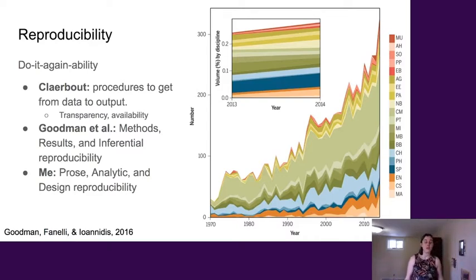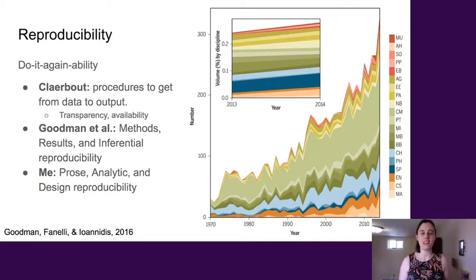We have analytic reproducibility, which is what Claire Bout's talking about. Can we actually reproduce the analyses given the data set? And design reproducibility, which is close to Goodman's idea of inferential reproducibility, but not quite the same.